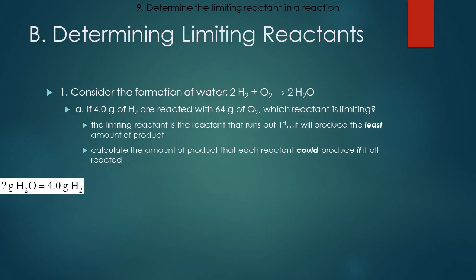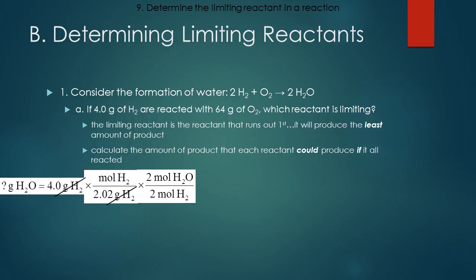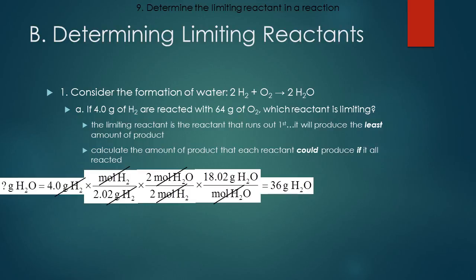So this is just a gram, mole, mole, gram problem. Converting from my mass of hydrogen to moles using the molar mass, 2.02 grams per mole. Then I want to use the mole ratio. Notice I have 2 moles of hydrogen for every 2 moles of water. So my moles of hydrogen cancel. Now I need to use the molar mass of water. Every mole of water has a mass of 18.02 grams, and this gives me 36 grams of water. Now what did I just learn?